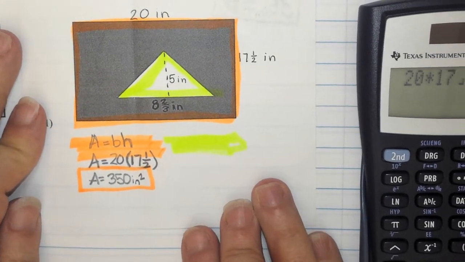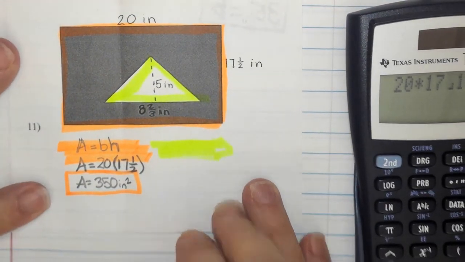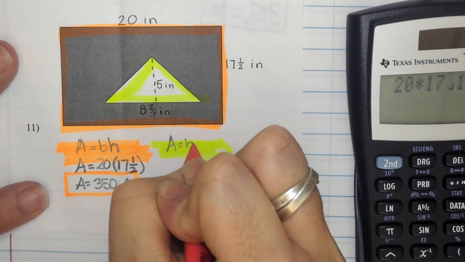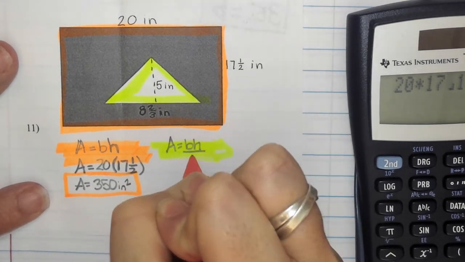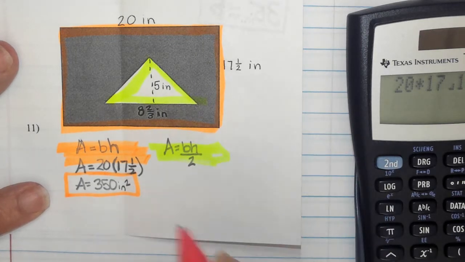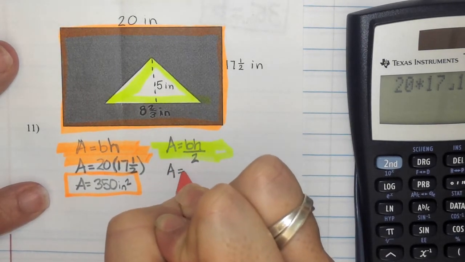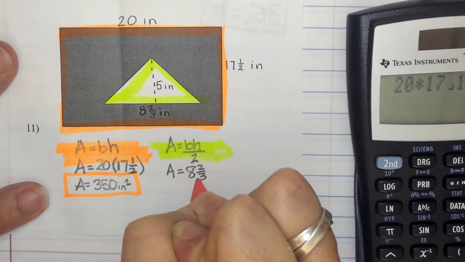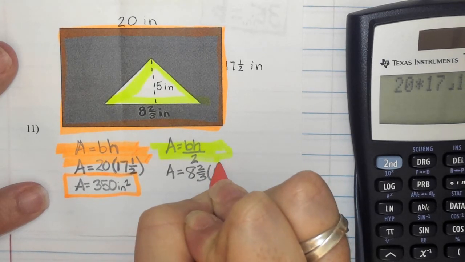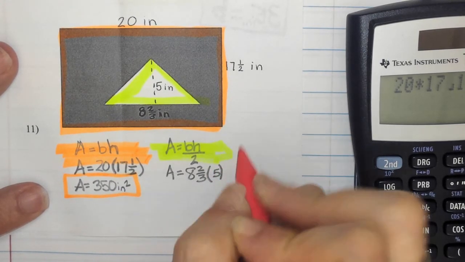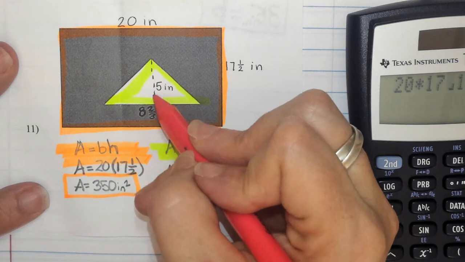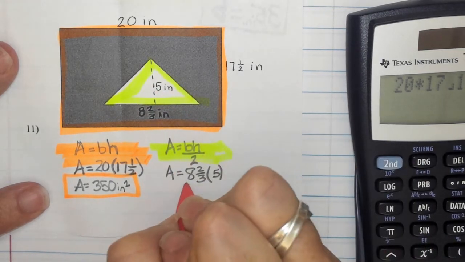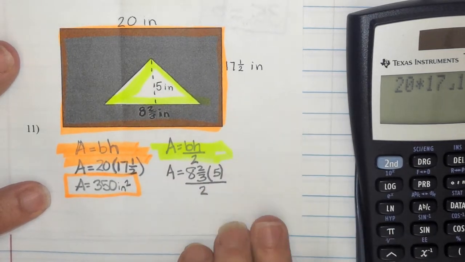Now, I got to do the math for the triangle. Okay, now what's the formula for a triangle? Divide by 2. So A equals B times H divided by 2. Okay, A equals, my base is 8 2/3. My height is, oh, it's 5. Be careful. Listen, I'm glad you said that because this is the dotted line. It does look like 15, but it's 5. That's just 5. And then triangles are always divided by 2.